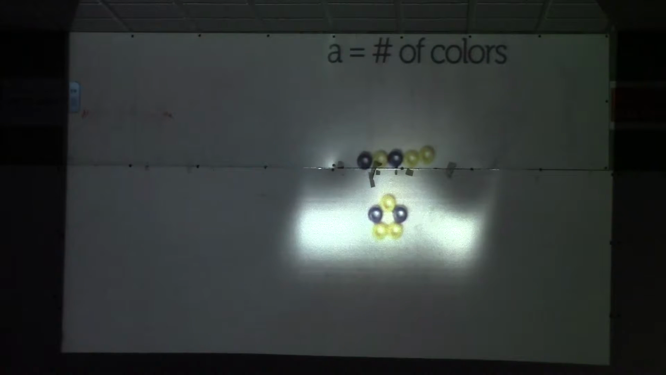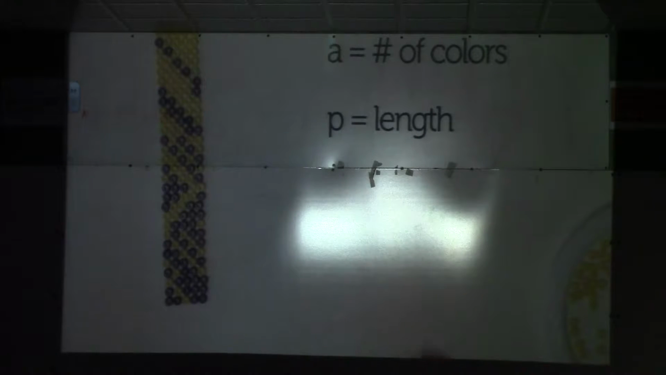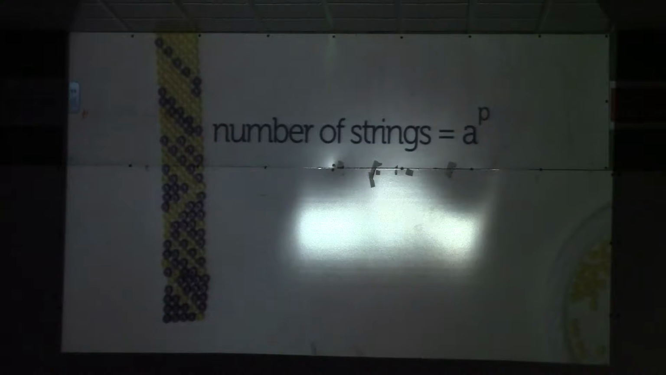Given A colors, and strings of length P, which is prime, the number of possible strings is A times A times A, P times, or A to the power of P. And when he removed the monocolored strings, he subtracted exactly A strings, since there is one for each color. This leaves him with A to the power of P minus A strings.